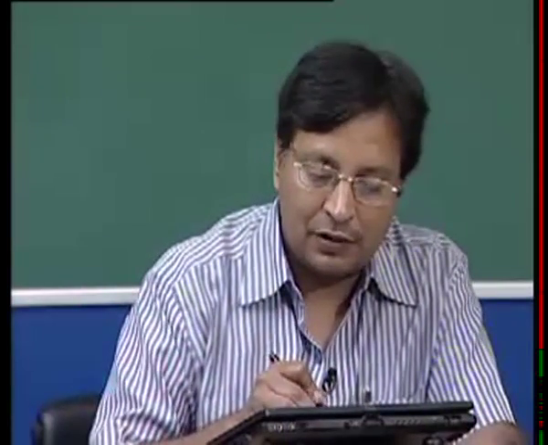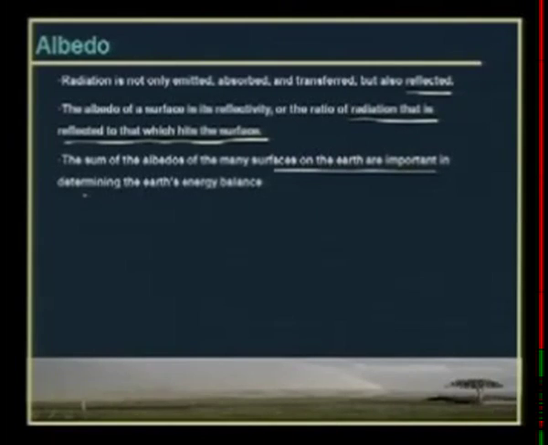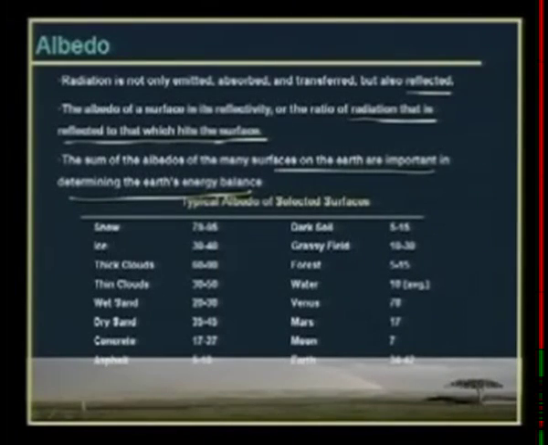that we refer to as the albedo. So the sum of the albedos of many surfaces on the earth are important in determining the earth's energy balance. So it is not only the absorption, it is not only the long wave radiation or the short wave radiation, the role played by the ground, or by the clouds or aerosols, but it is the reflectivity of the surface, or albedo, that is also very important. To give you a little feel for what surface gives what kind of albedo, you can see here, for example, look at the snow.